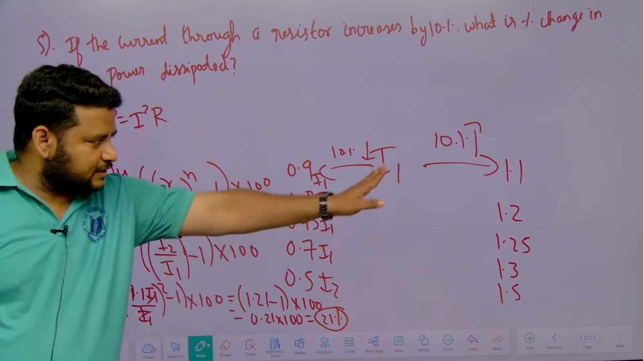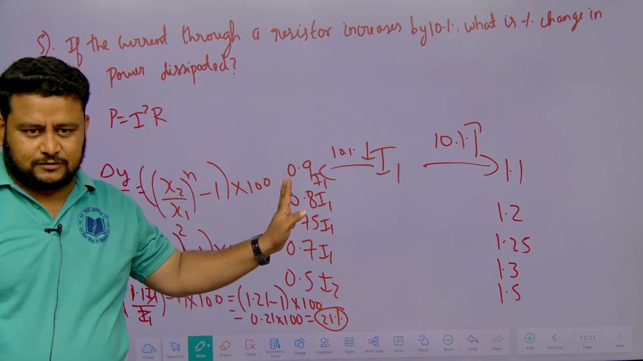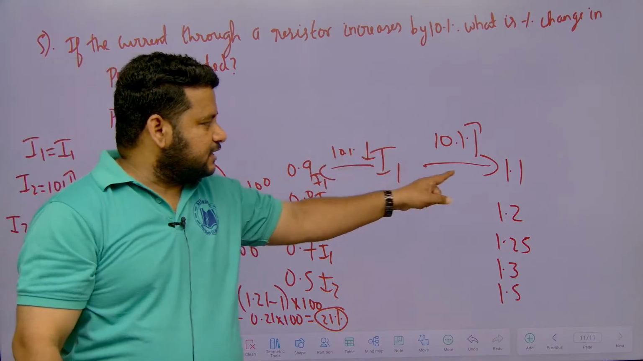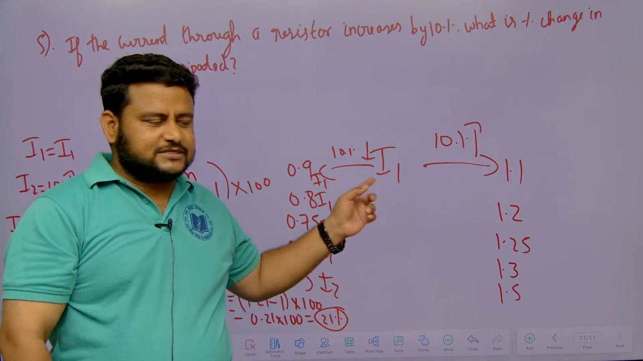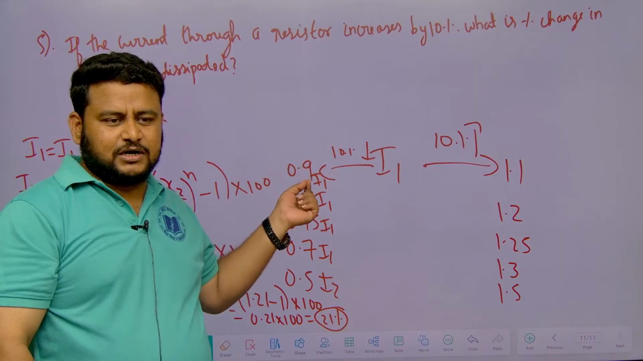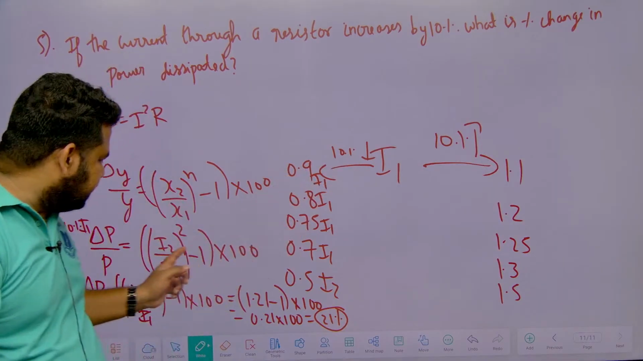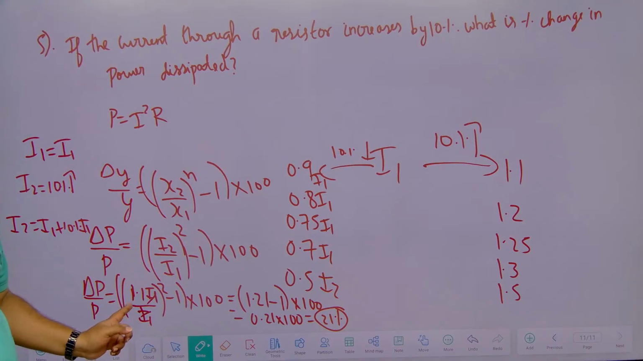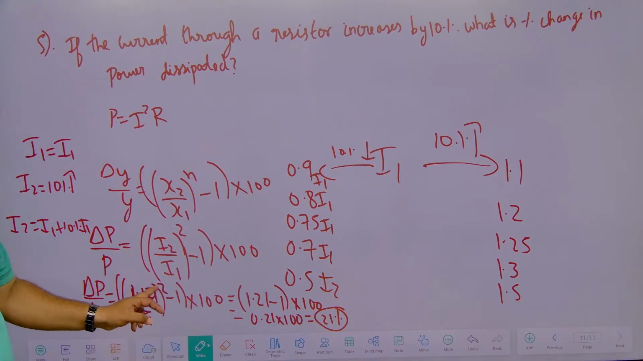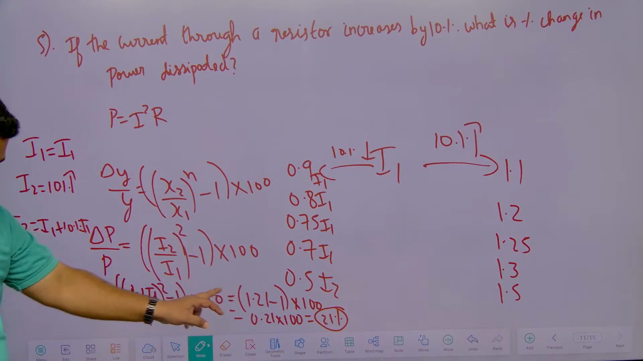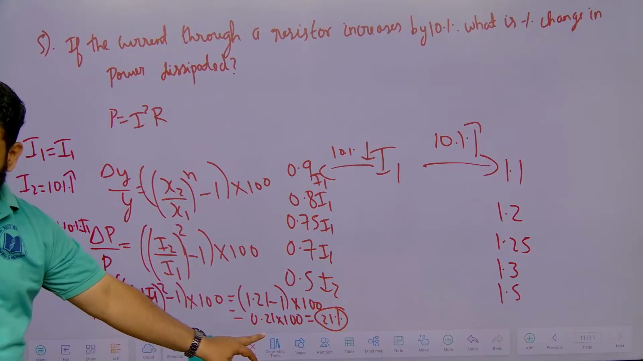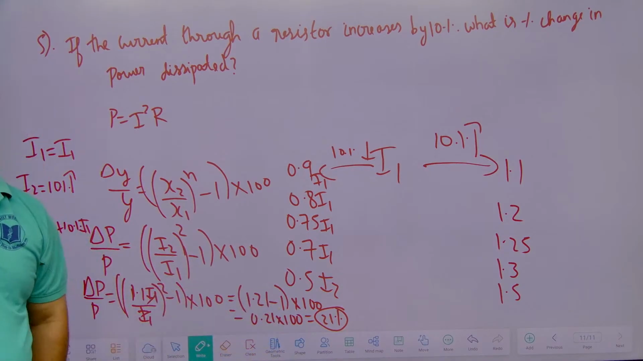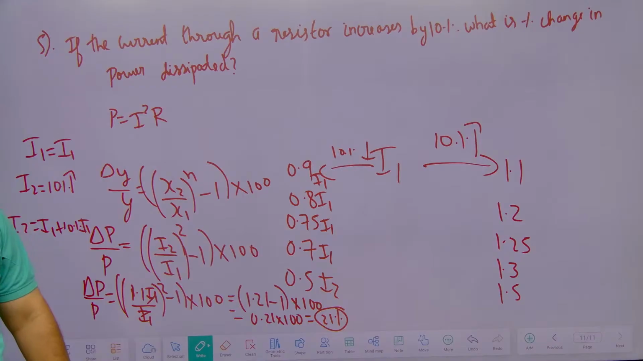This one I have written for your reference; it is not related to the question. Instead of writing increase like this, write it like this. 10% increase means 1.1. 10% decrease means from 1 you remove 0.1, that will become 0.9. Here 10% increase, so I wrote 1.1. So our answer will be 1.1 whole square, that is 1.21 minus 1, into 100. 1.21 minus 1 is 0.21, into 100, that is 21%. If you use the small change formula and do it, you will get the answer 20%.